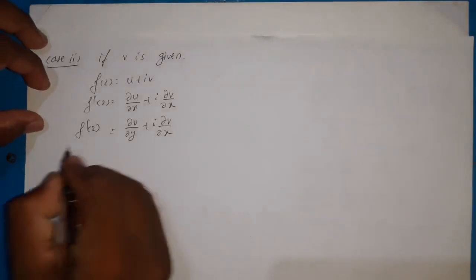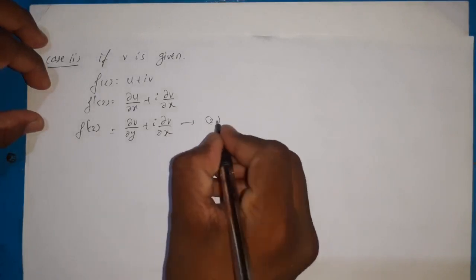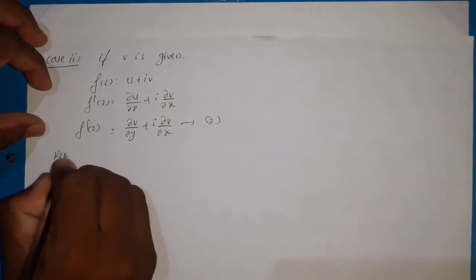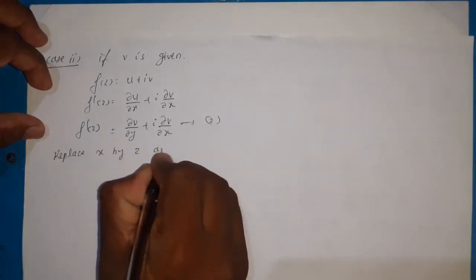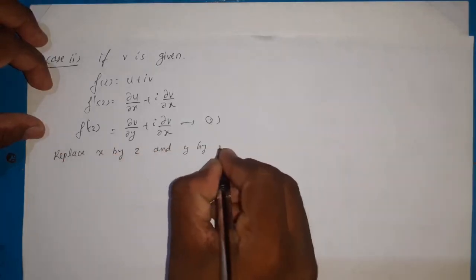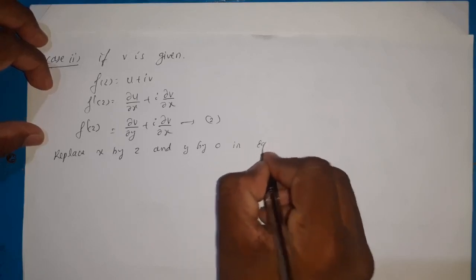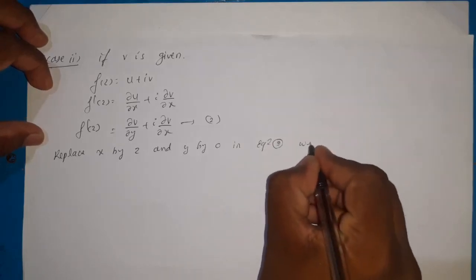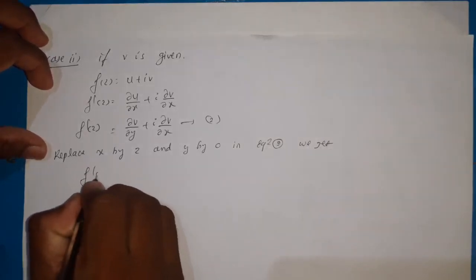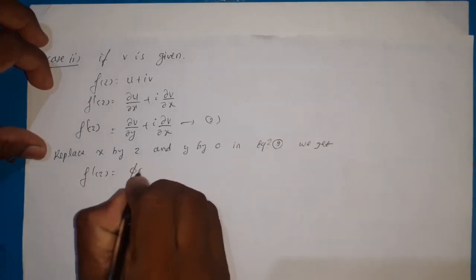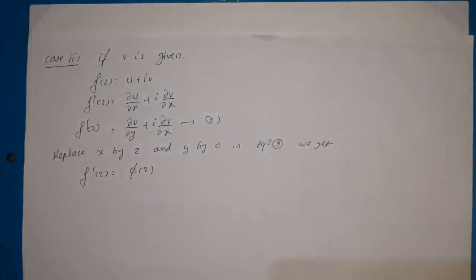So here we need to reduce f dash of z as a function of z only. So therefore, consider this as equation number 2. Now replace x by z and y by 0 in equation 2. So we get f dash of z equal to any function of z.